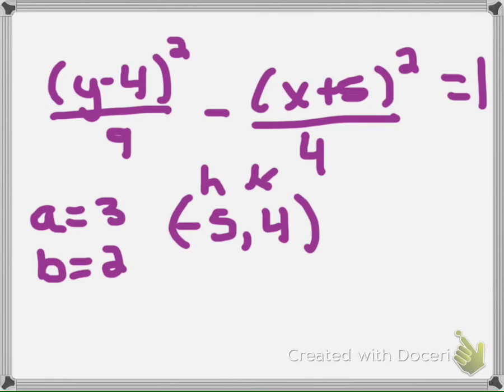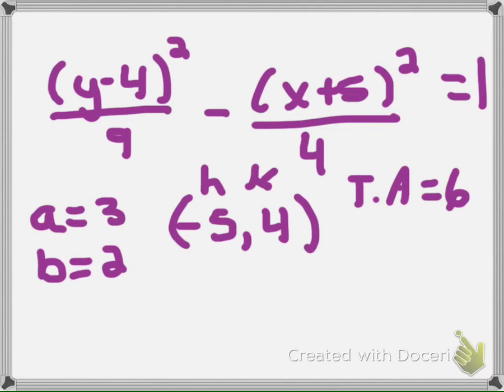Now, the next thing is we need to find out what the vertices are, and on a hyperbola, the vertices are at the end of the transverse axis. On an ellipse, they're at the end of the major axis. So we should figure out how long the transverse axis is. The transverse axis is still the length of 2 times a, so 2 times 3 is 6. So we'll write that as TA equals 6.